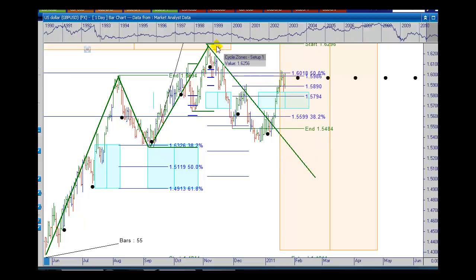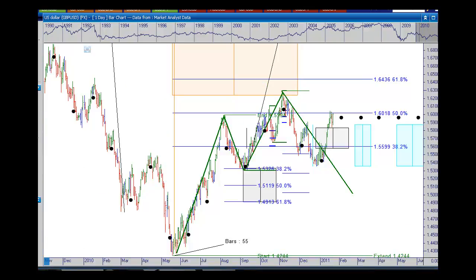It has actually broken up through this previous downtrend resistance here, and is looking like the start of a new trading cycle. So what I will be doing is putting on some cycles. I'll put these on now for you.